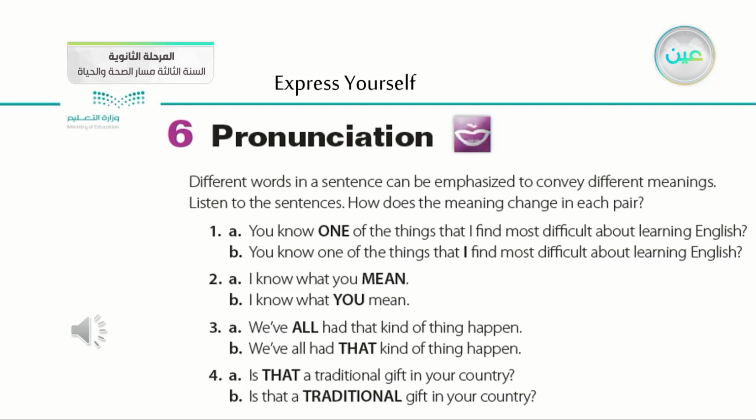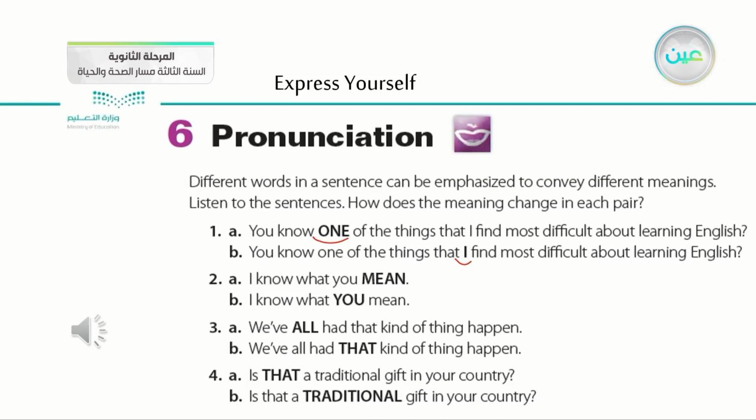Okay, now we've listened to the 4 examples, and in each example there are 2 sentences where we have a capitalized word that is written in bold. In the first one, the speaker emphasized the word 1, and after that, on B, the speaker emphasized I. What is the difference? How does the message differ between A and B?